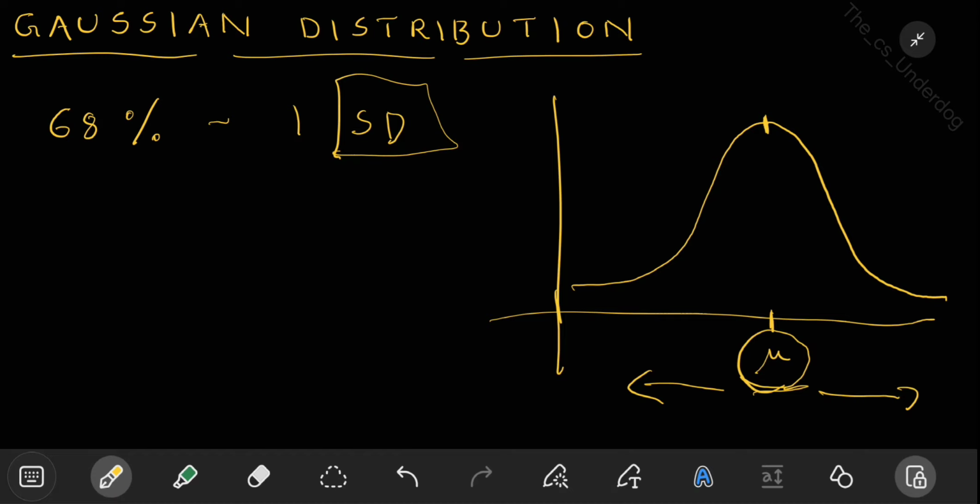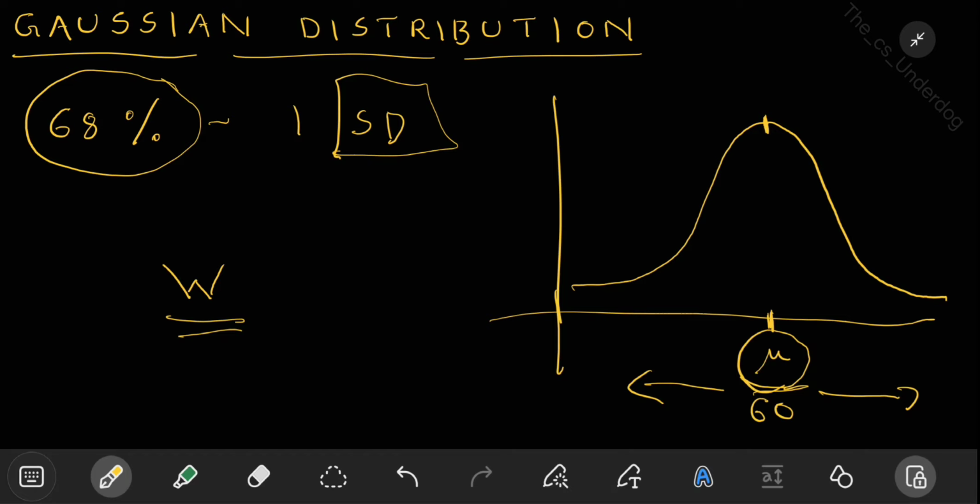So the first speciality, as we discussed, is that 68% of your data would lie within one standard deviation from your mean. Let us understand this by taking an example. Let us say your Gaussian denotes the weight of all the human beings in the world, and let us say that the expected value or the mean is 60 kilograms. So I am taking this as 60 kilograms as the mean.